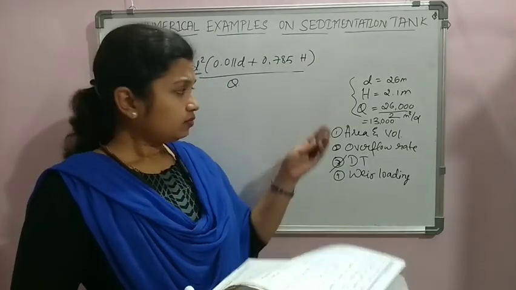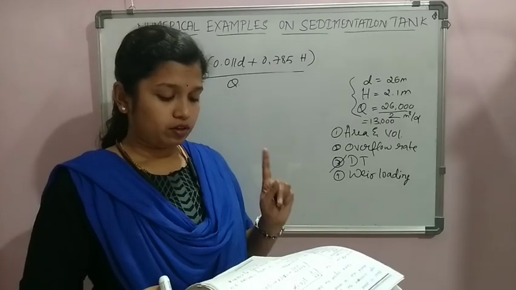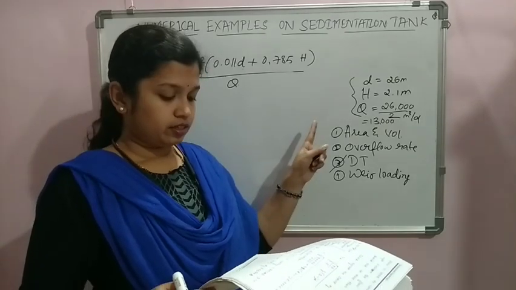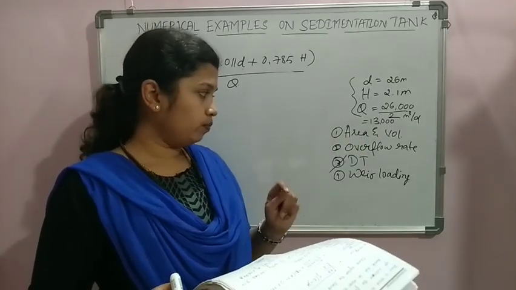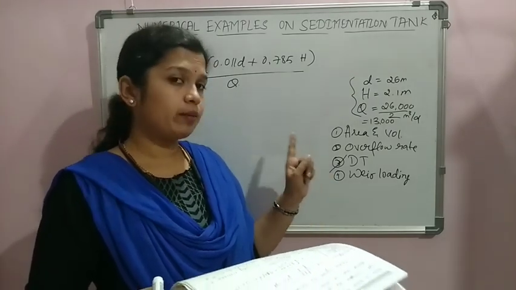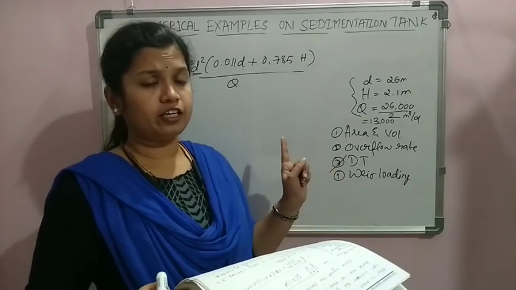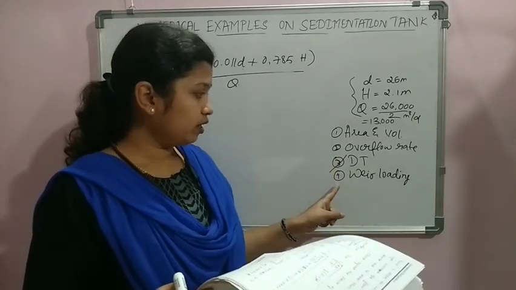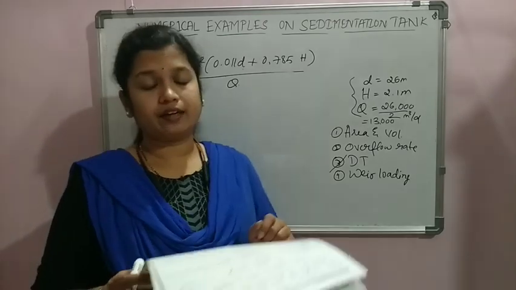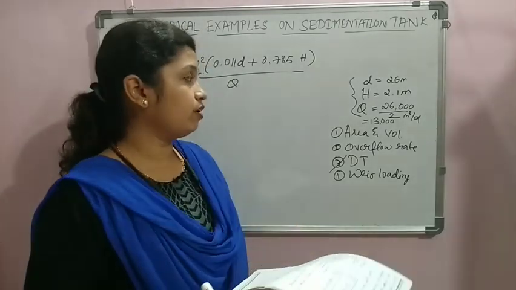Next, by making use of the data which they have provided, we need to find out, first, the surface area and the volume. Second is the overflow rate, in meter cube per meter square day. Next is the detention time, which we need to calculate in hours. And the fourth one is the weir loading, which we need to calculate in meter cube per meter day. This is the question they have given.